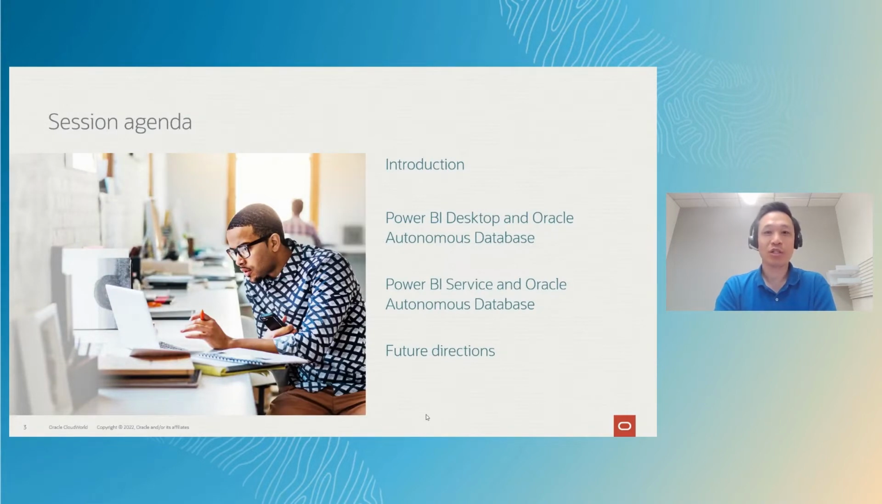So we'll begin with an introduction on a lot of the different terminology I'm going to use throughout the session. So talk about Power BI Desktop, Power BI Service, Oracle Autonomous Database, and also a little bit about Oracle on-premise databases as well. Then we'll talk about how to get connected. First through Power BI Desktop to Oracle Autonomous Database. Then we'll talk about the software as a service, Power BI Service, to the Oracle Autonomous Database. Once we go through the connectivity options, we'll then talk about future directions about how Oracle and Microsoft are working together to make it easier, to make it simpler to do the connection so that our mutual customers can benefit using our solutions in the cloud.